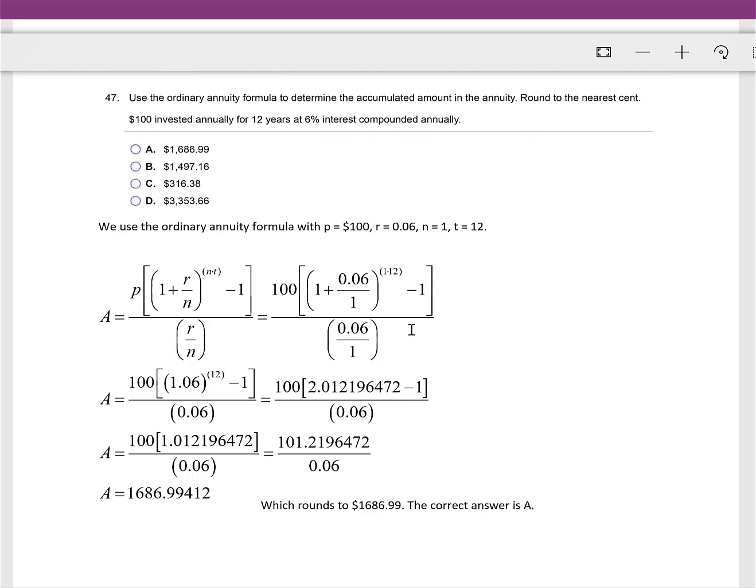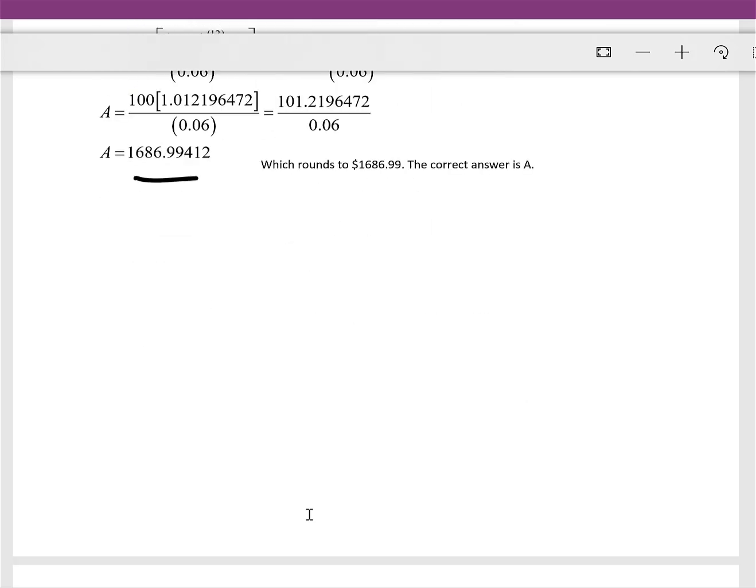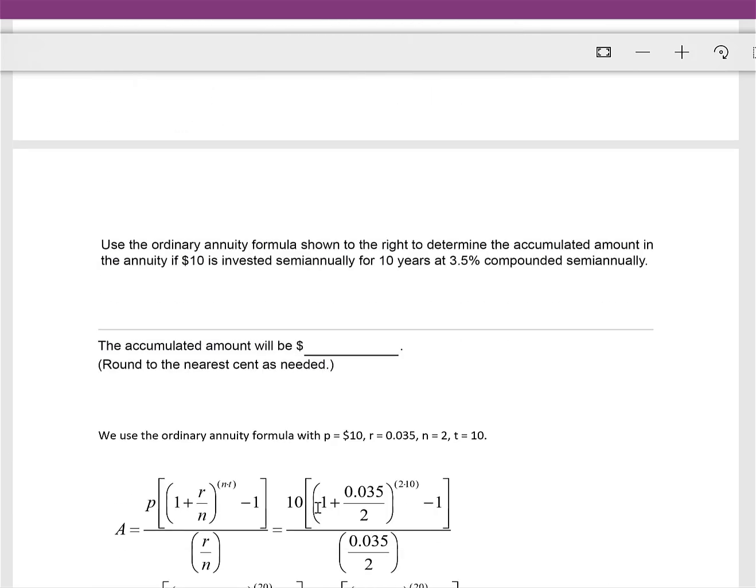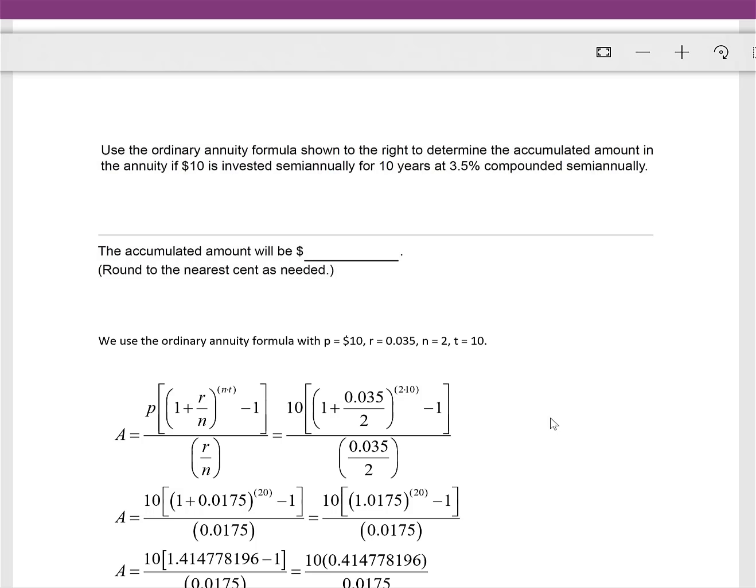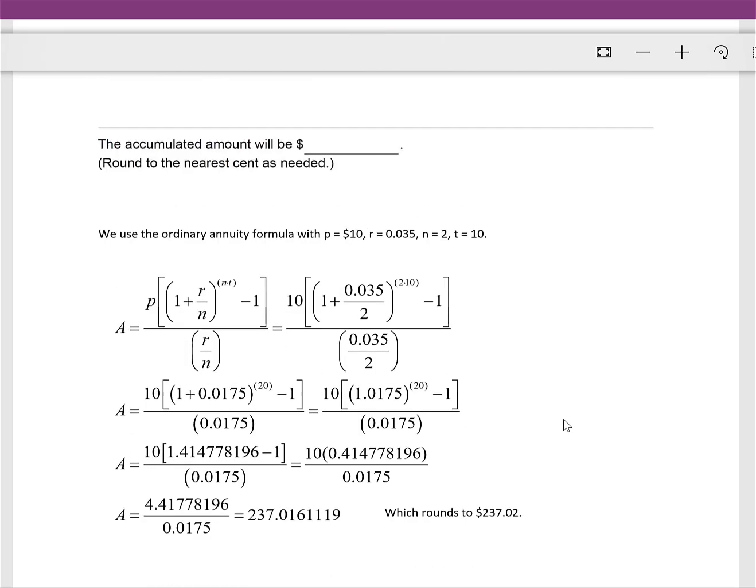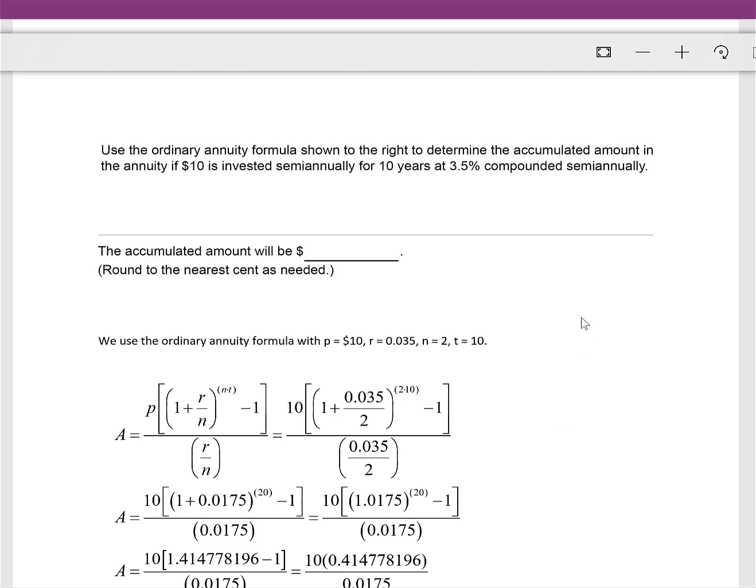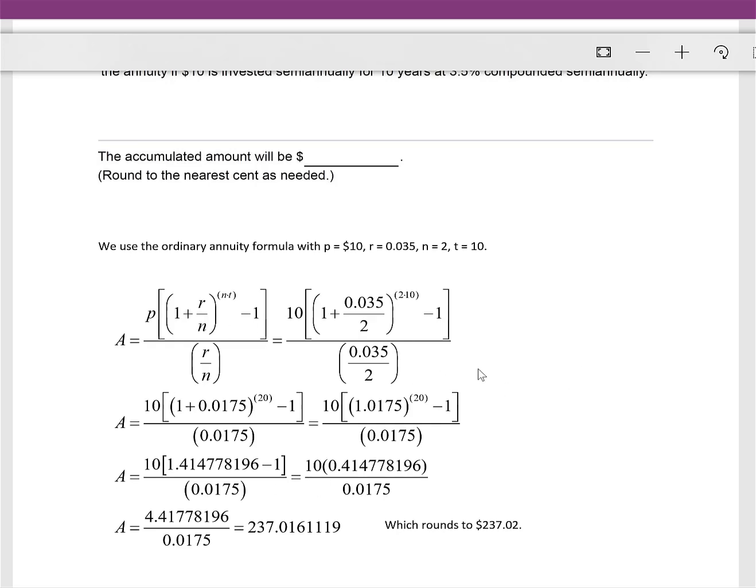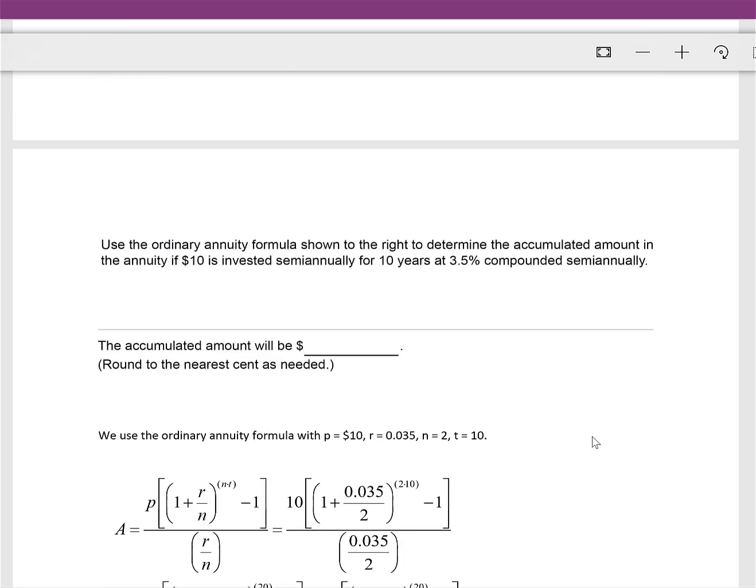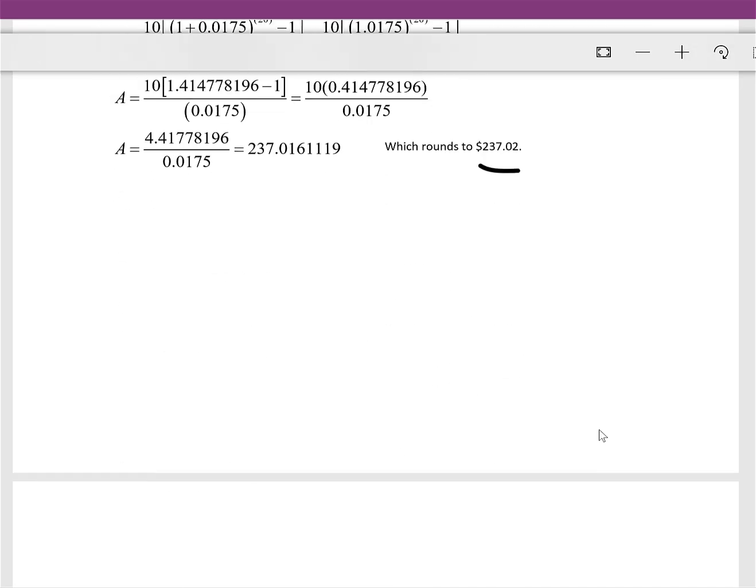So here's my annuity formula. I put my values in, went ahead and simplified, and I came out with this amount. And it's $1,686.99. So not a whole lot is going to accumulate there. And another annuity problem. And here we want to figure out if we put in $10 semi-annually for 10 years at 3.5% compounded semi-annual, which means twice a year. Here's my calculations here, and I get $237.02. Not a whole lot. Again, we're only putting $10 in.